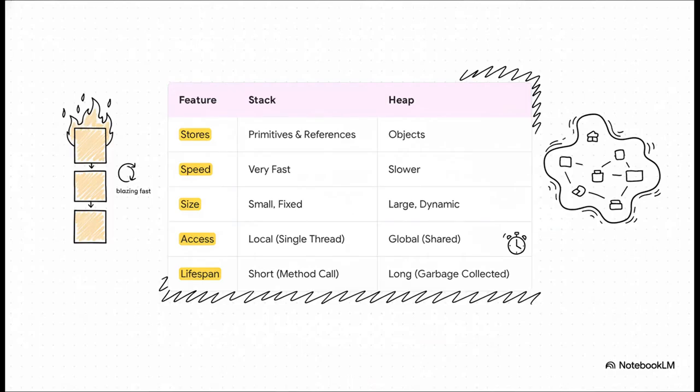This table really just lays it all out. The stack: small, super fast, but its data vanishes in a flash. The heap: it's huge. Your data can live there for a long time, but it's slower to get to. And look at that lifespan part for the heap. It's managed by something called the garbage collector. See, unlike the stack's automatic cleanup, the JVM has to run this special process to go hunting through the heap for old objects that nobody needs anymore. And that process, well, it takes time and energy.